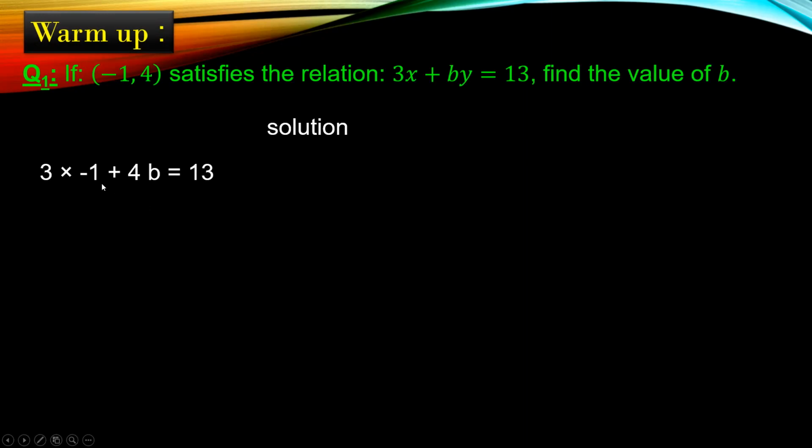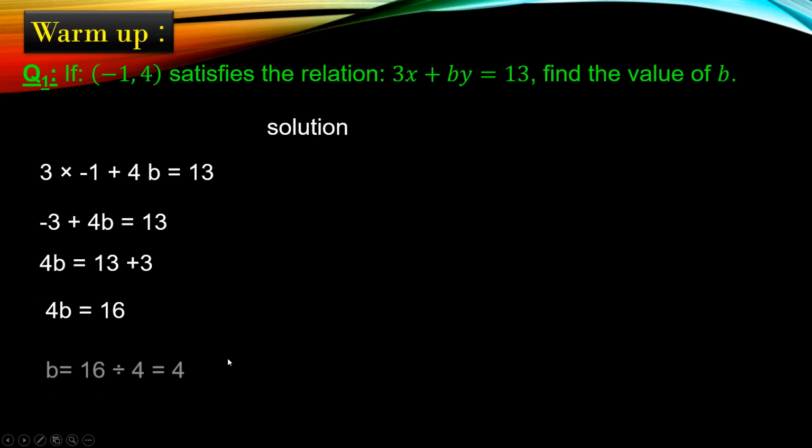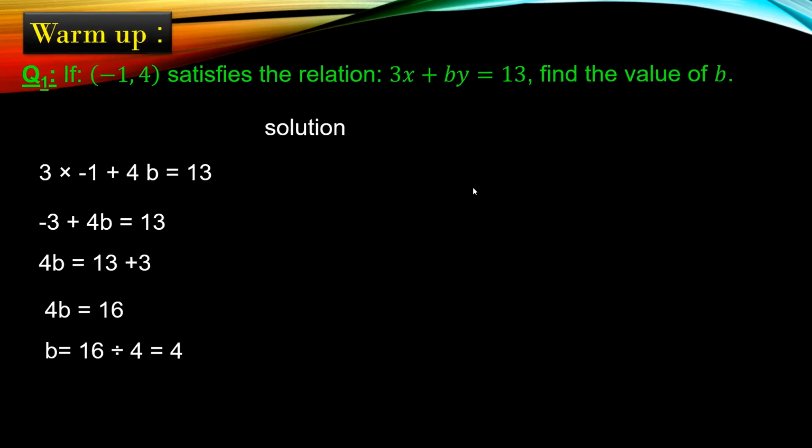And here 3 times -1 equals -3, plus 4b equals 13. Then we will move -3 to the other side with a different sign. So 4b equals 13 plus 3 equals 16. To get the value of b, we divide 16 by 4. So b equals 16 divided by 4 equals 4. So the value of b equals 4.